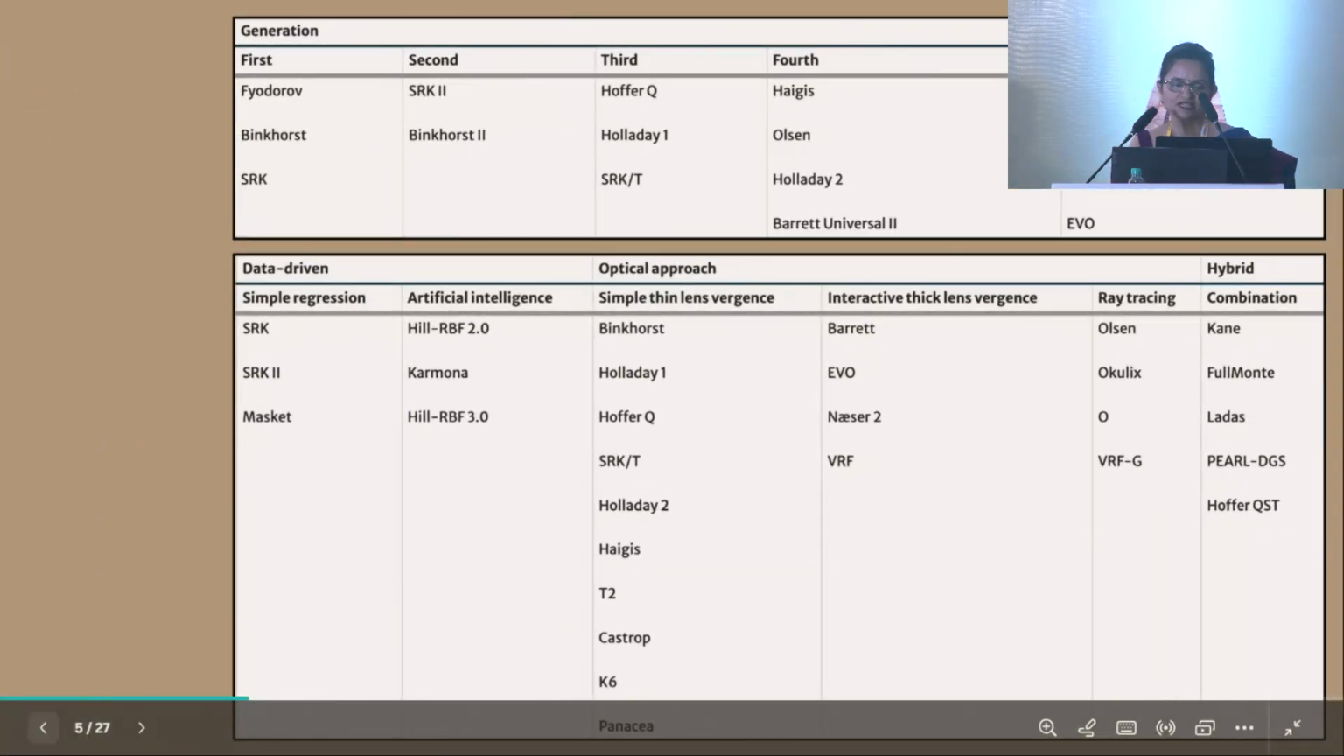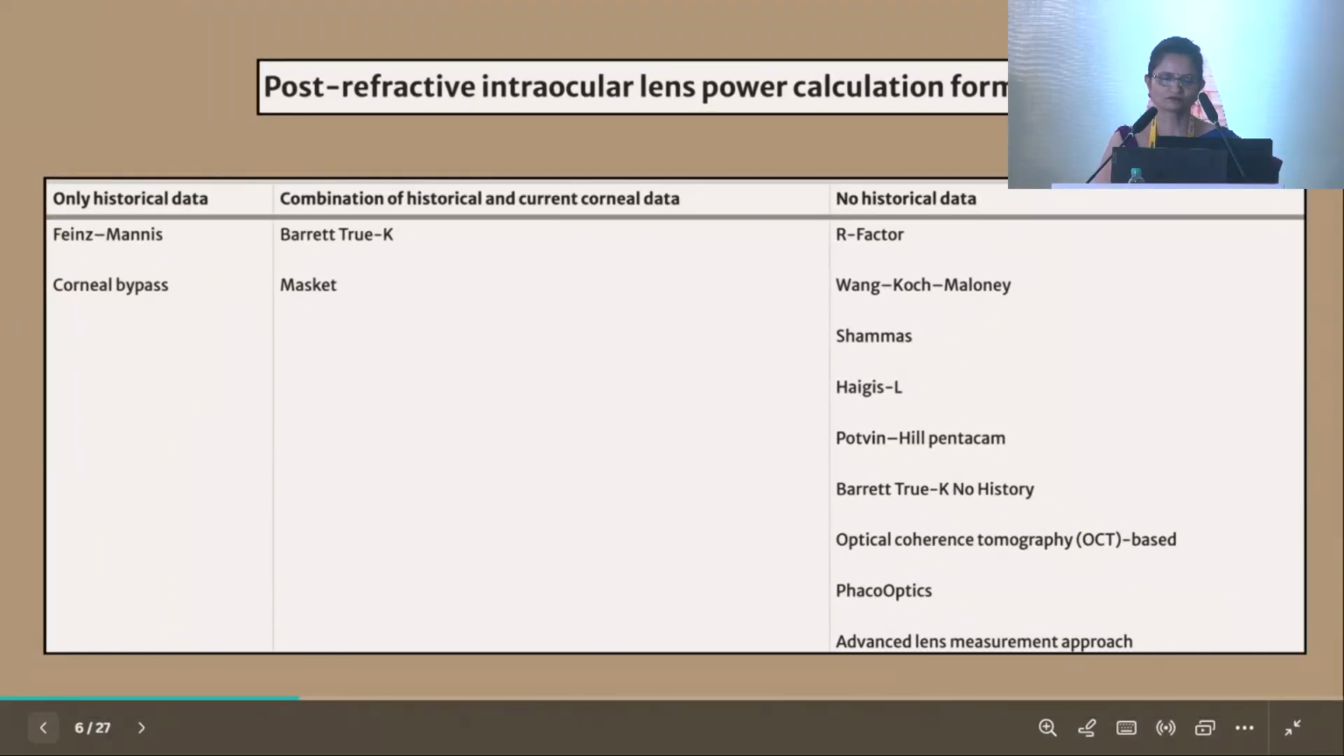So this slide is grouping IOL formulas by both generation and method. We are progressing initially from the first generation regression formulas like the SRK through 3rd and 4th generation optical models, and today's data-driven and AI formulas such as Hill, RBF and Kane. Now across the bottom you will see a parallel classification, that is simple regression models, AI, optical versions, ray tracing, which is a very exciting model, which we will see later, and hybrid approaches. Now these are showing how calculation has actually evolved from basic statistics to complex physics and machine learning.